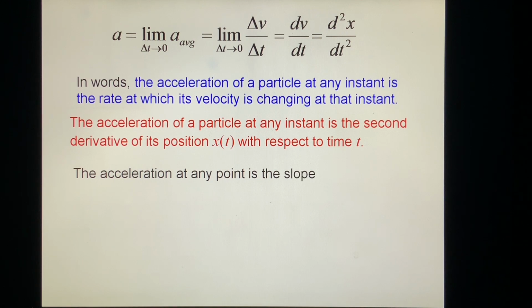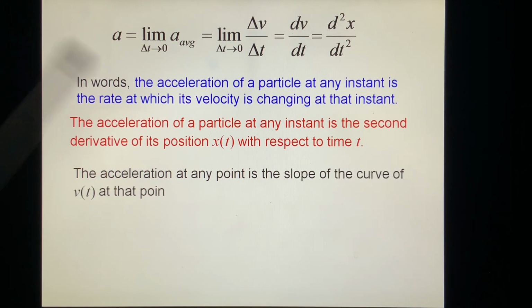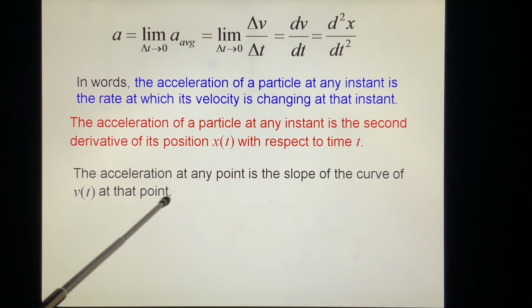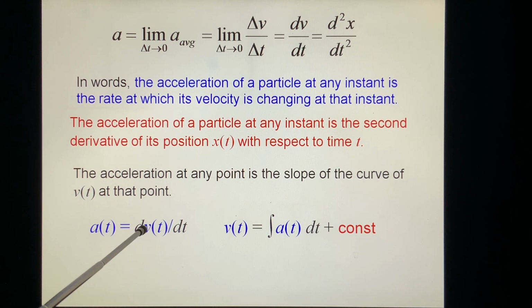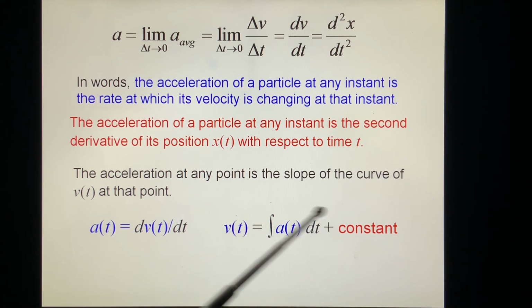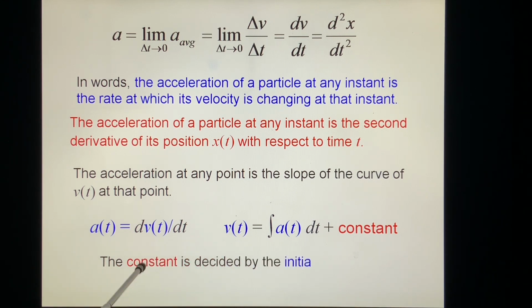The acceleration at any point is the slope of the curve of v at that point. This is a v-t curve, okay? a equals dv/dt, and we move this, dv equals a dt. And we do the integration, so we can do the reverse process. We know a, we find v. And this constant depends on the initial condition. The constant is decided by the initial condition.